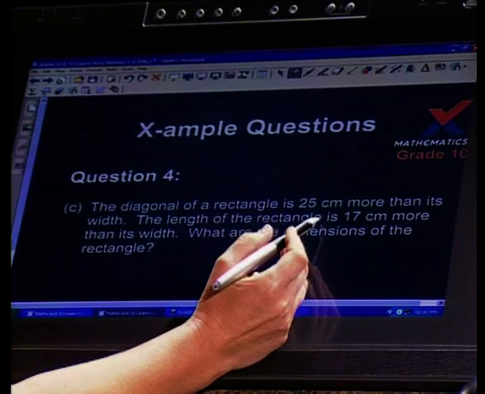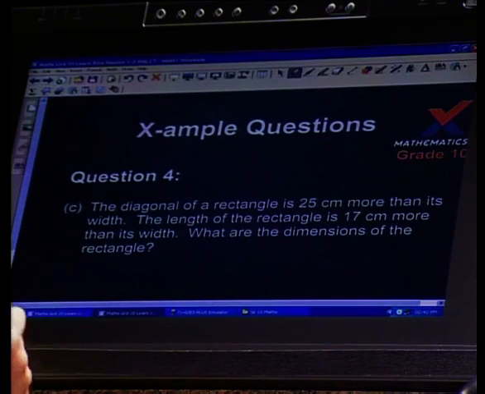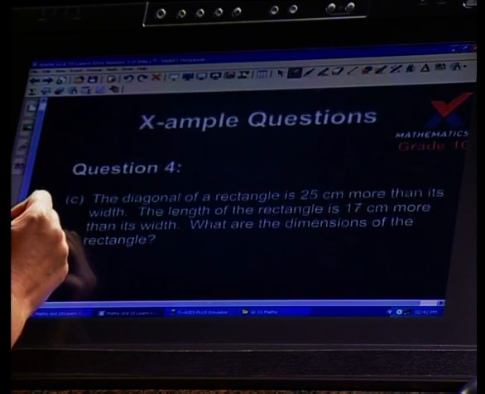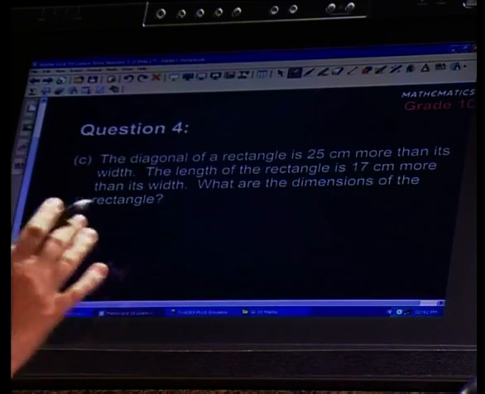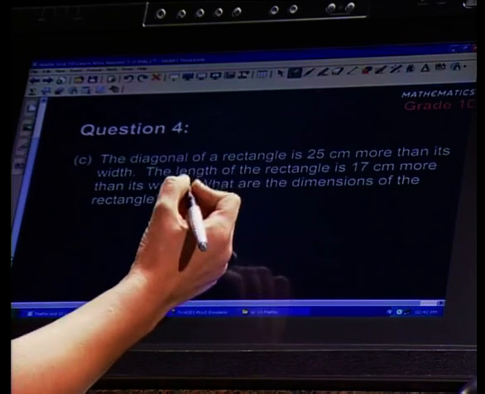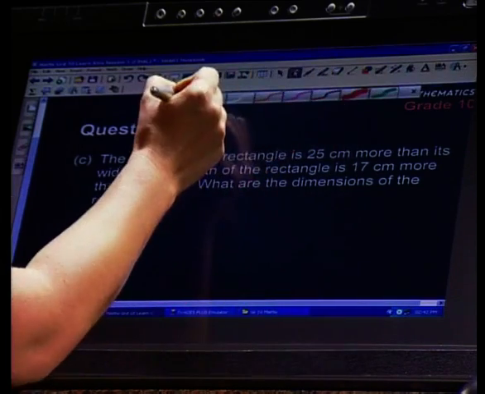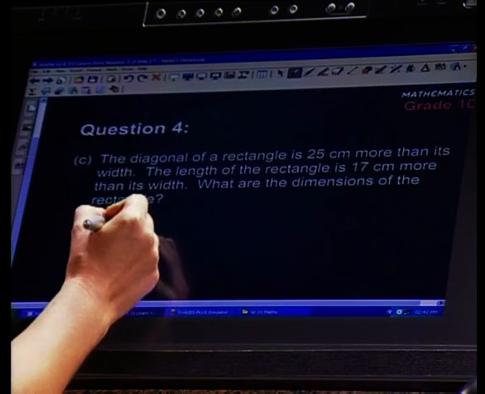Now the next question I like quite a bit because it's a different type of skill and you don't see these types of questions very often. Let's go through it. The diagonal of a rectangle is 25 centimeters more than its width. The length of the rectangle is 17 centimeters more than its width. What are the dimensions of the rectangle? Well, firstly, it's asked for the dimensions of the rectangle, so it hasn't given you a clear indication of what it wants to be x. So I'm going to use the width as x.